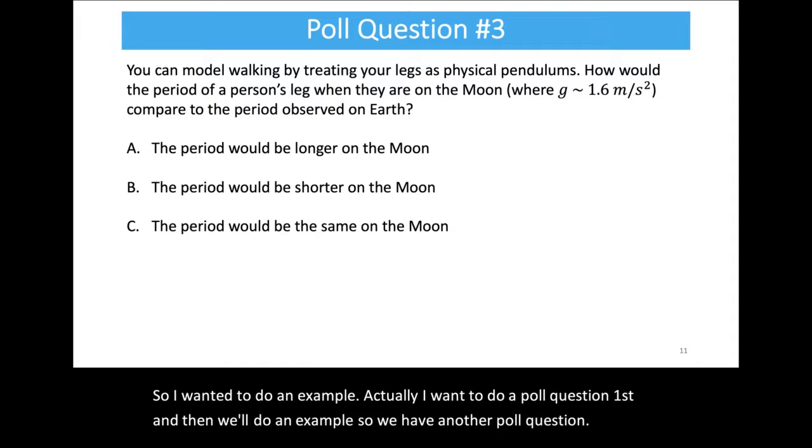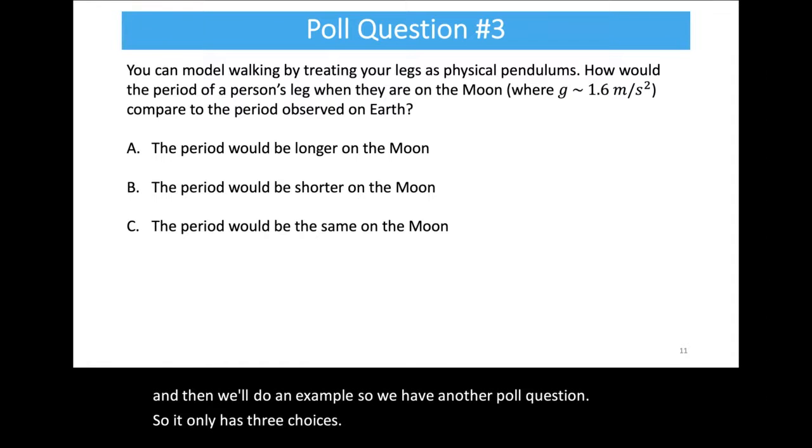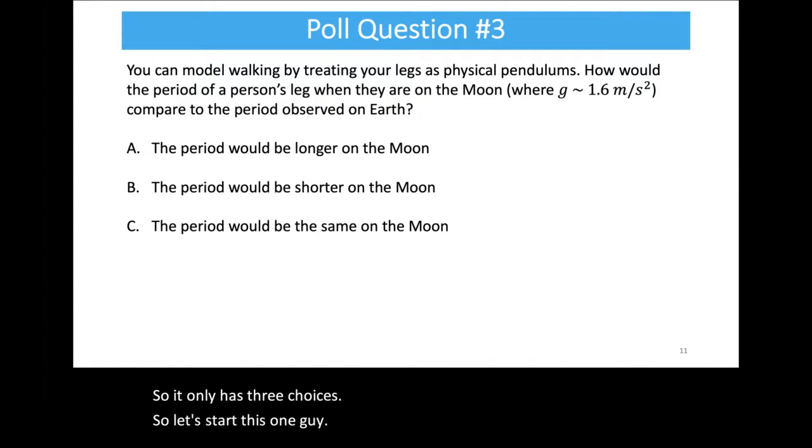This one only has 3 choices. So we'll start this one going. Now you have to imagine that you're an astronaut and you're walking on the moon.